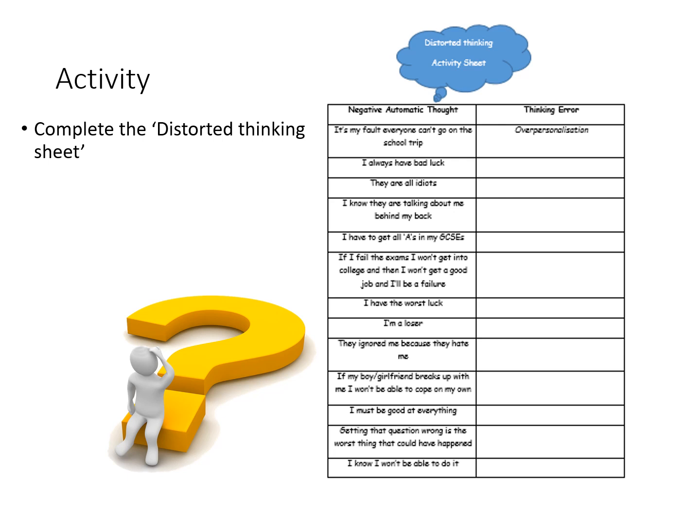So one of the activities that I would use is a distorted thinking sheet, and you will find all of the resources here in my Hinton House publications. But this is just a very simple one that you could do with children and young people. And it's about working out what kind of thinking error they are making use of. So for example, the first negative thought on this activity sheet is, it's my fault everyone can't go on the school trip. So that's over personalisation. Okay, so they are all idiots, generalization.